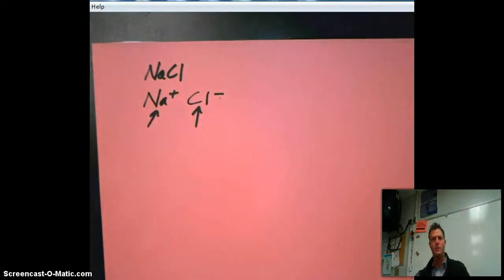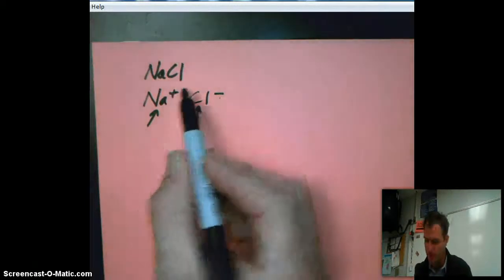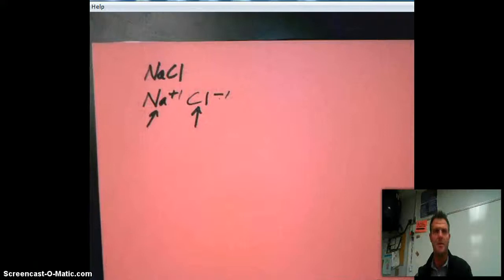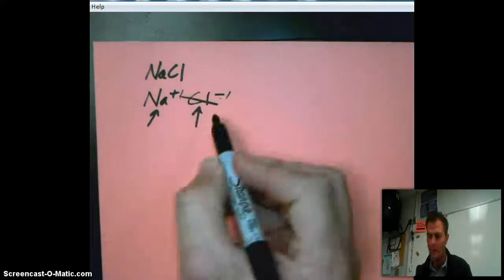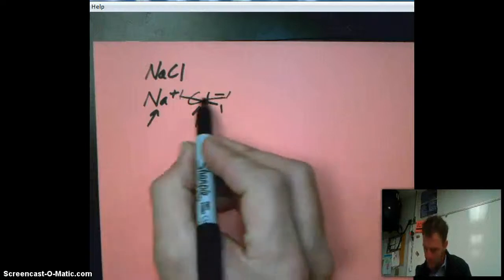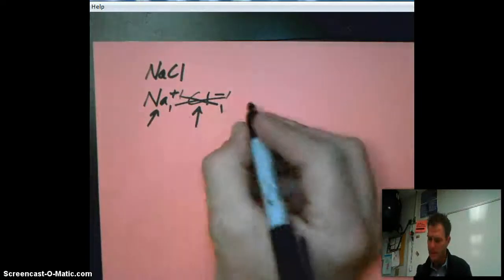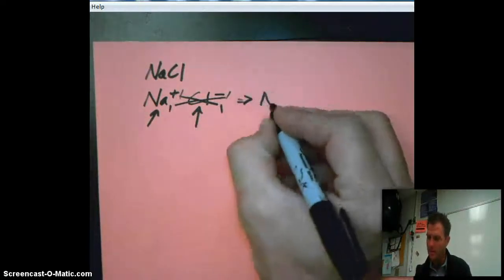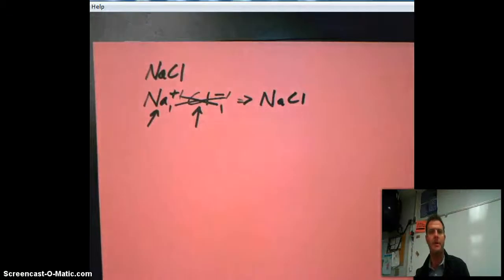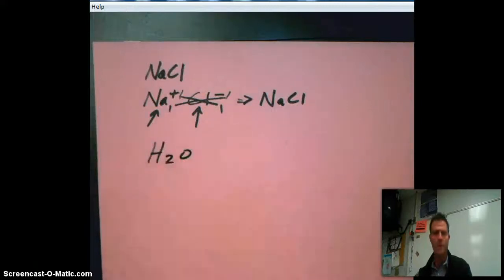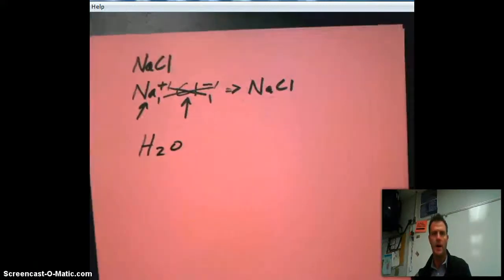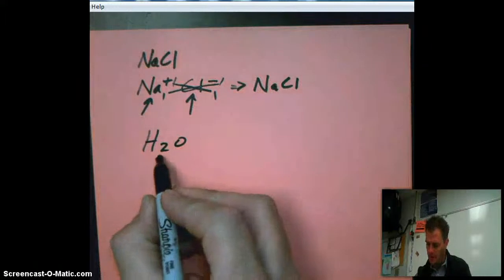So we are going to use something called the crisscross method. All you're going to do, if this is a plus one charge and that is a minus one charge, is bring that charge down here, one, and this charge down here, one, and that is why we write sodium chloride as NaCl. Now let's also do another recognizable one, water. Why do we put H2O?